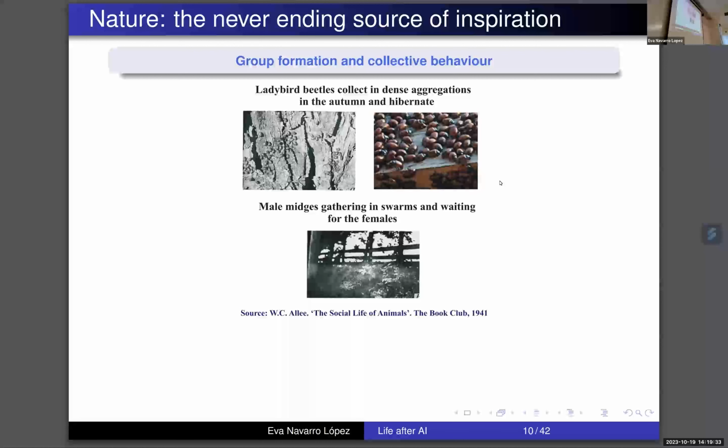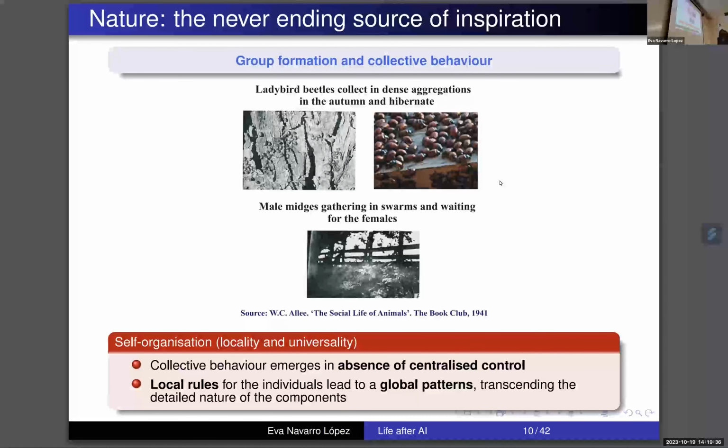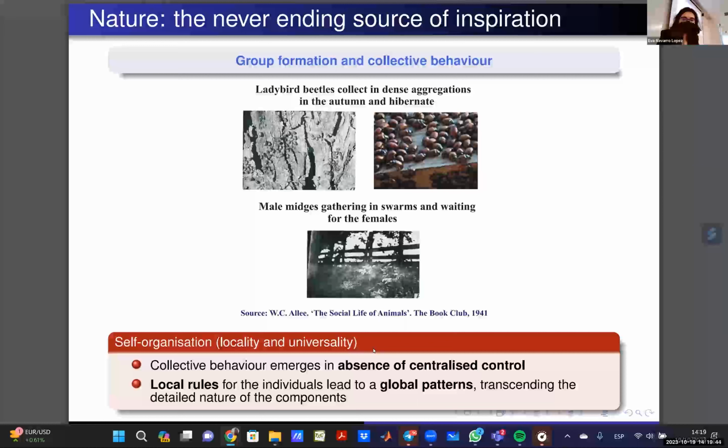Okay, social lives of animals. So what do we have here? We have self-organization. Philosophically, self-organization is the local versus the universal dynamic. So we have a collective behavior that emerges in the absence of any centrality. This is amazing. There are local rules for the individuals that lead to global patterns. What else can I say? Because then I get excited. Okay, so this is what we have.